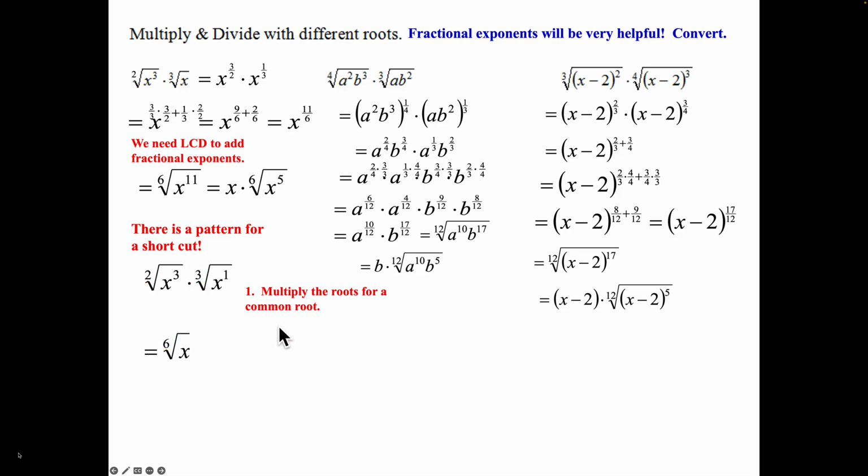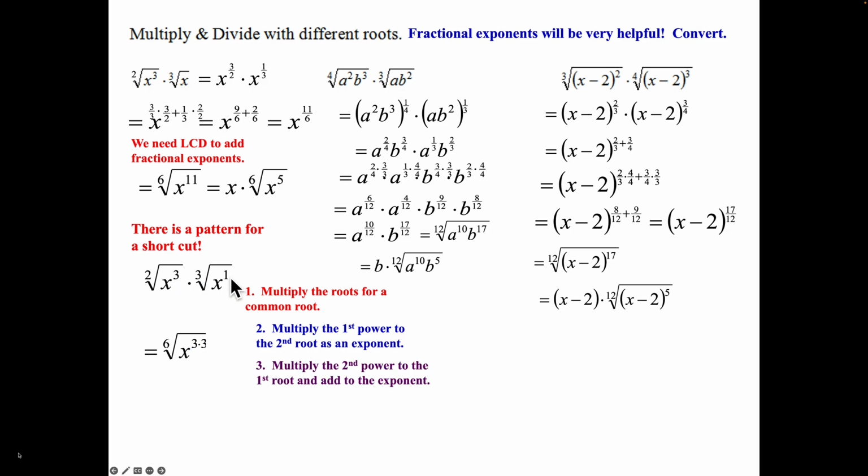So step number 2, or 3, you can combine these together if you wish. Take the first power times the second root, 3 times 3. Step 3, then take the second power, 1, multiply it to the first root. If you want to combine this all as one step, say first power times second root plus second power times first root. That's the rule right there. And all of a sudden, 9 plus 2 is the 11. And now we're simplifying.